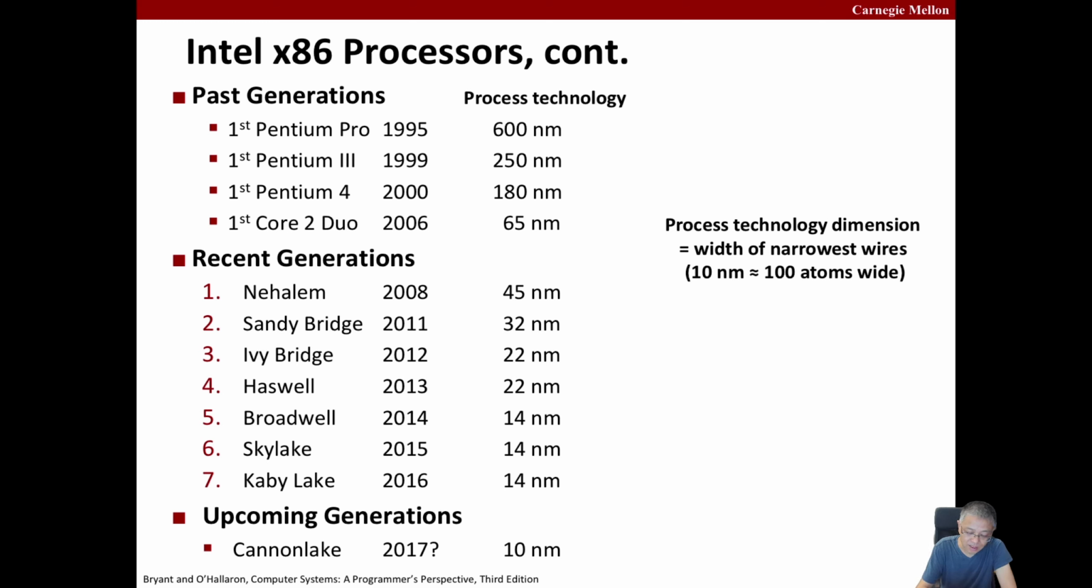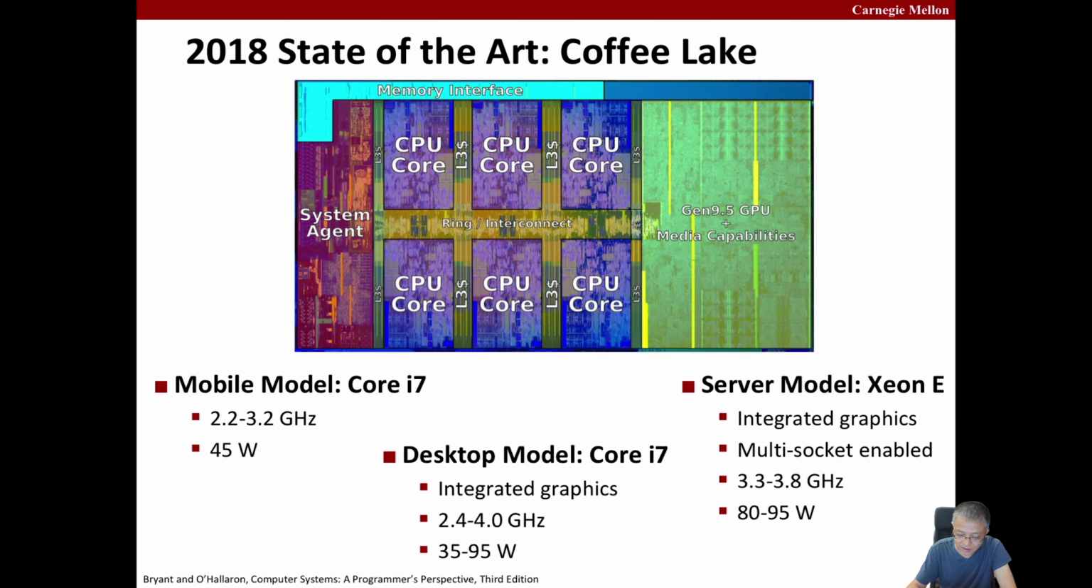So normally, an Intel processor will have a project name like Kaby Lake, right? Like Haswell. So those are the processor names. This is the state of the art in 2018. So how many CPU cores do we have? Here we have 6 CPU cores, right? Six cores. So they have a distributed level 3 cache.